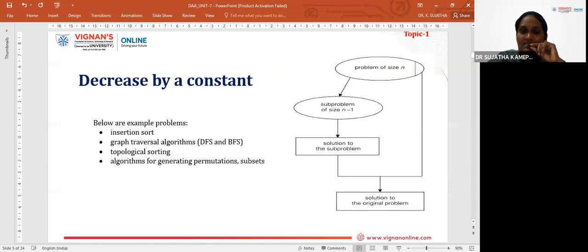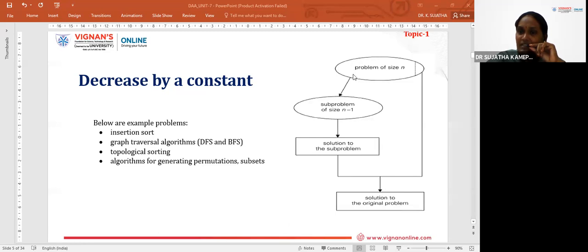First we are going to see decrease by a constant. In this variation, the size of an instance is reduced by the same constant on each iteration of the algorithm. Typically, this constant is equal to 1, although we can use other constants for size reductions. Here you can see the diagrammatic representation of decrease by a constant.